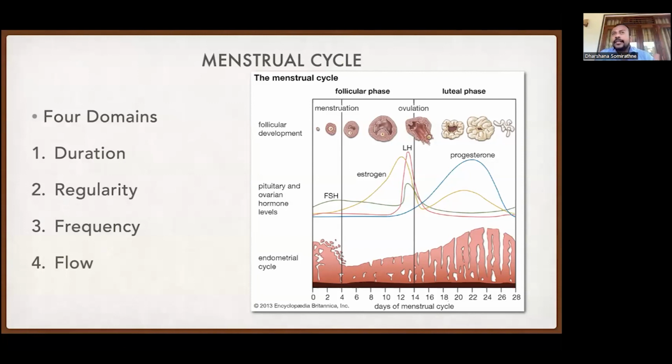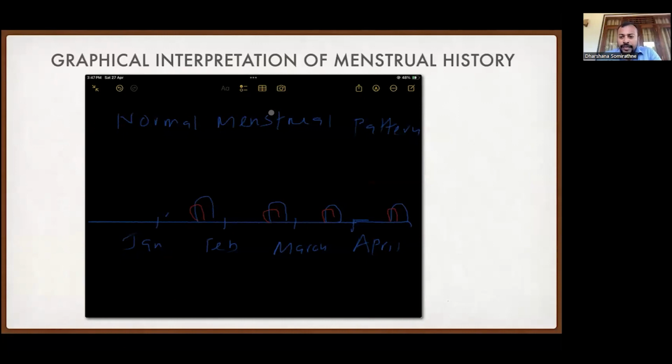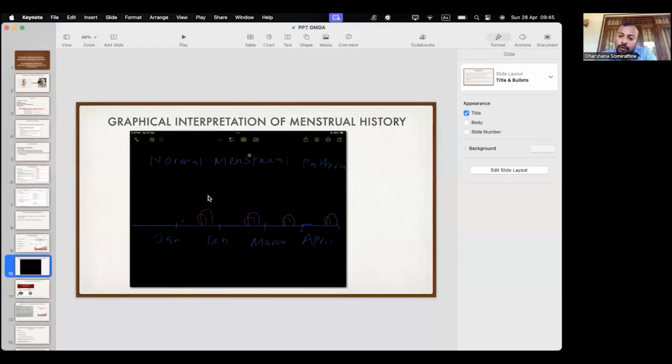The regularity is, again, is it regular? Can she predict the next cycle? So regularity is the other component of the menstrual cycle. Now I would like to take this slide to help you understand what I do. Usually when a patient comes to my practice, I will draw a line like that. Can you see the line?